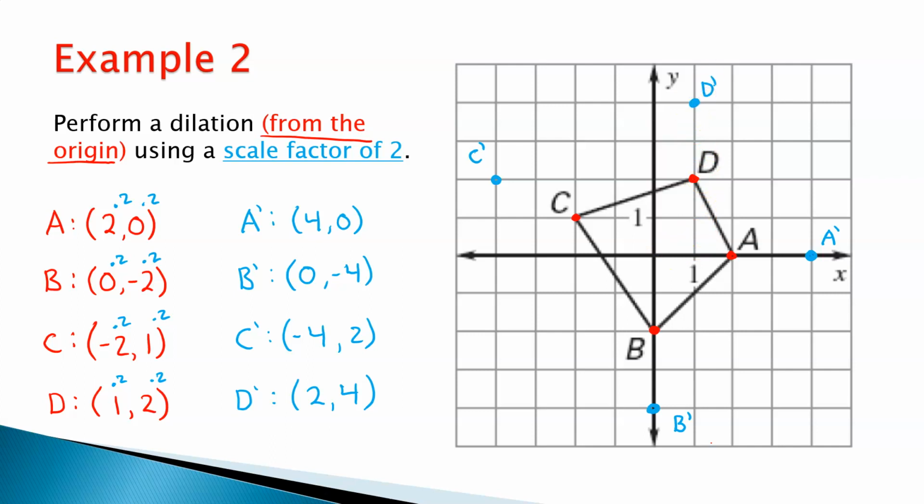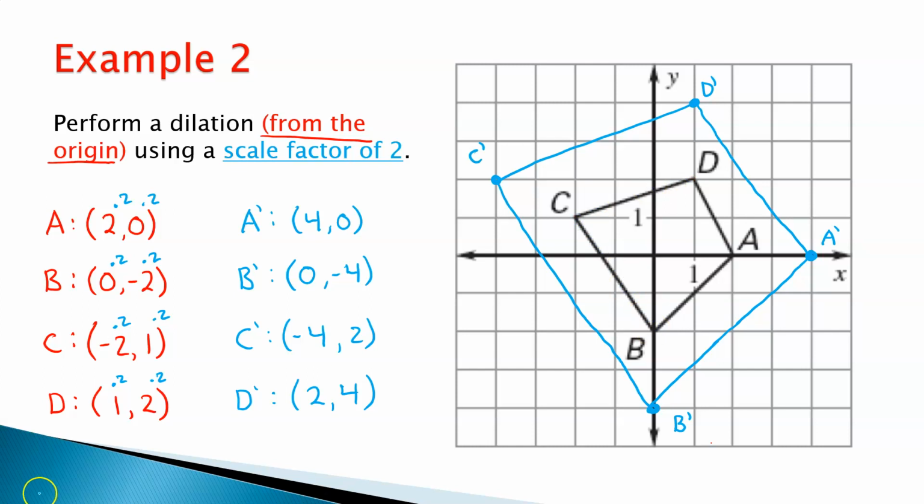That is D prime. Okay, go ahead and connect your new image. Connect your new image. All right, there we go. And then lastly, down there. Right, and we can see that our new image pretty much doubled in size. And again, it's getting pushed away from that center, right? It's getting pushed away from our origin, 0, 0. All right, so there we have it. Those are 2 examples, guys, when you're dilating from the origin.